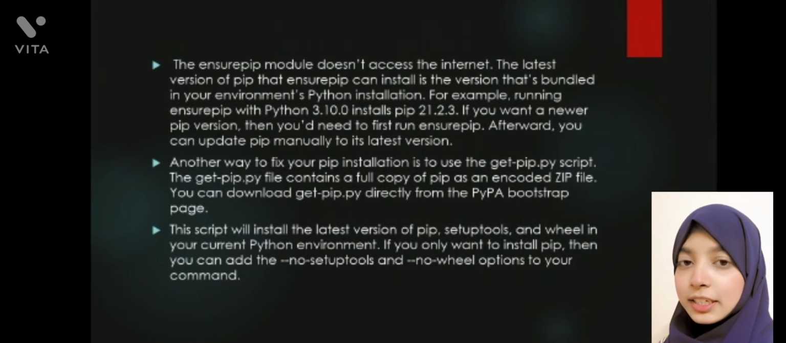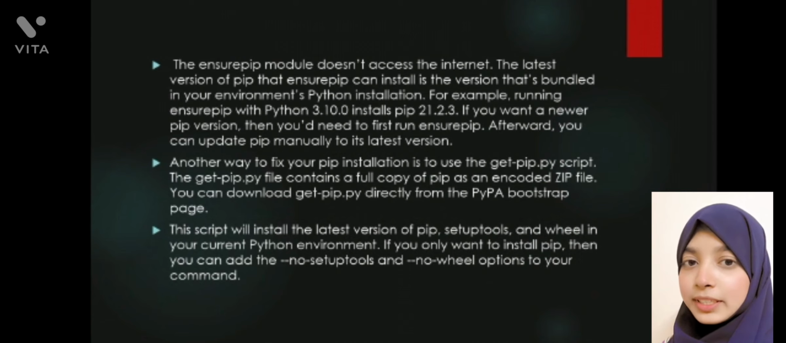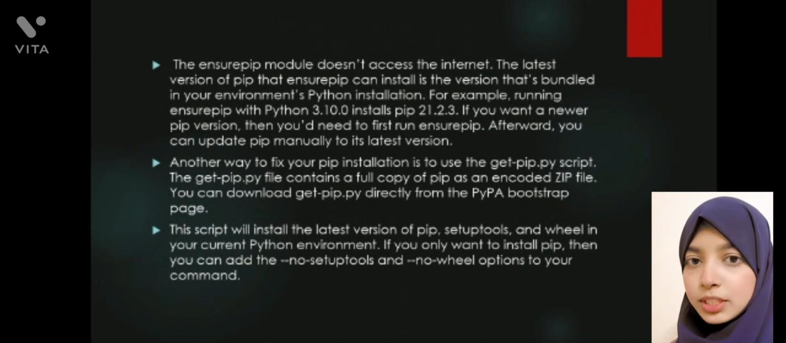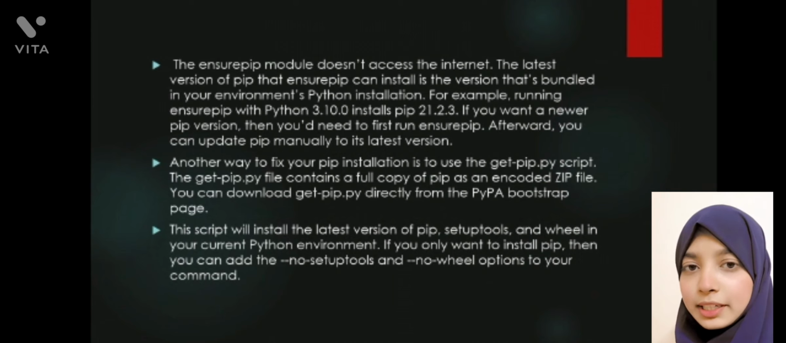The latest version of pip that ensurepip can install is the version that's bundled in your environment's Python installation. For example, running ensurepip with Python 3.10 installs pip 21.2.3. If you want a newer pip version, then you need to first run ensurepip. Afterward, you can update pip manually to its latest version.